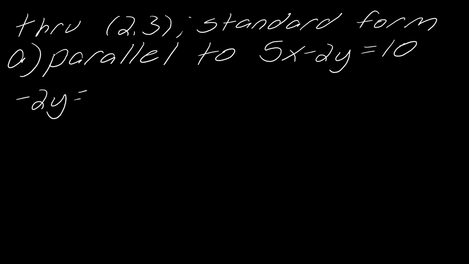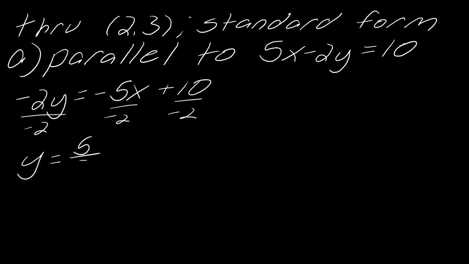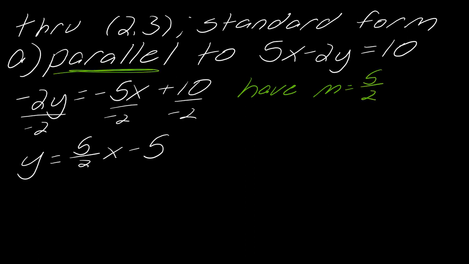To solve for y, first I'm going to bring the x to the other side, and then I'll divide everything by -2 to finish solving for y, so I get y equals 5 over 2 x minus 5. Now I can see that I have a slope of m equals 5 over 2, but I need something parallel. You have to think about what it means to be a parallel line. Two lines are parallel when they have the same slope. So for my new equation, I still need to use the 5 over 2 slope.